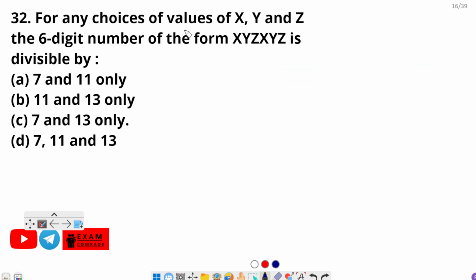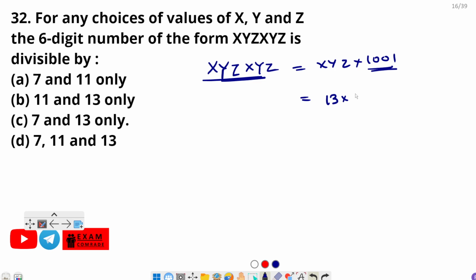Next question is, for any choice of xyz, the 6-digit number xyzxyz is divisible by. We have already discussed in our previous shorts also that this number is always divisible by. This number can be written as xyz into 1001. So this 1001 can be written as 13 into 11 into 7. So this number will always be divisible by 13, 11 and 7.